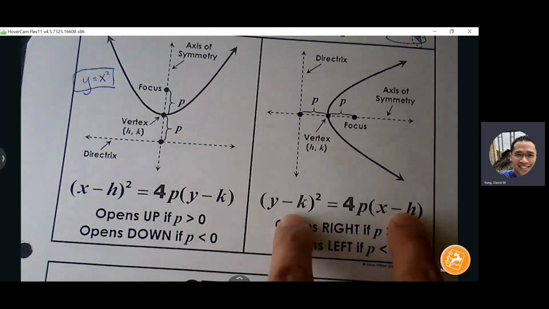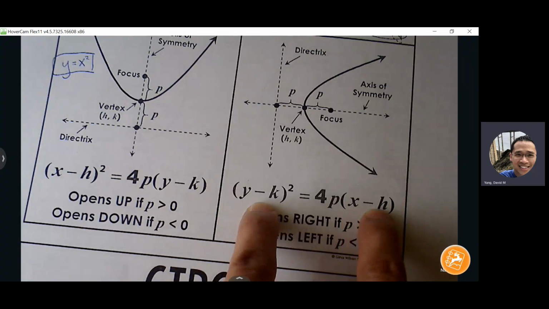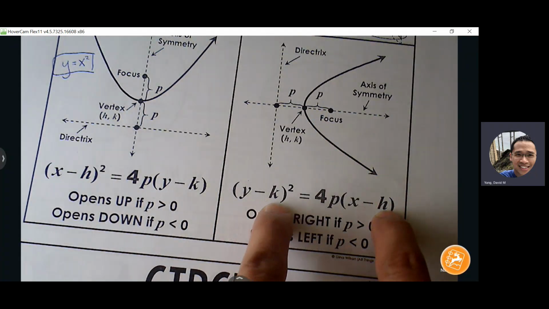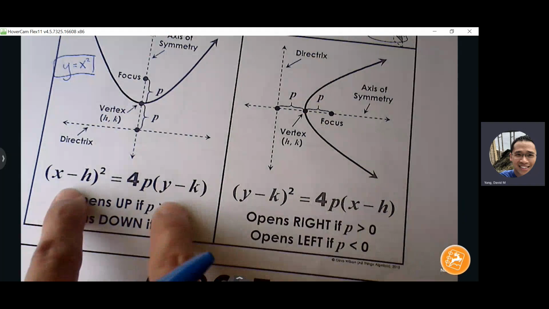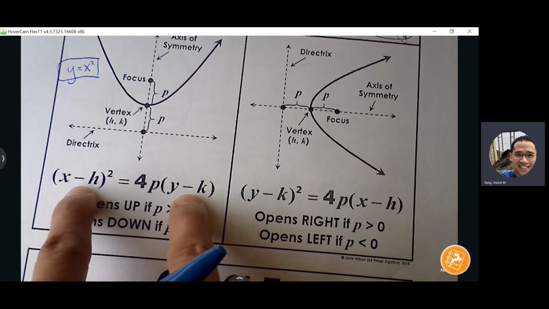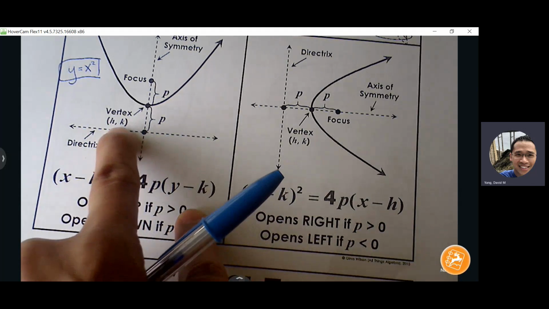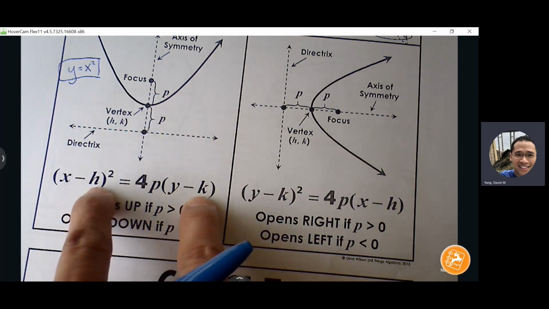Sometimes things are flipped around here. So just know that whatever your ordered pair is, make sure your X value goes with your X and your Y value goes with your Y. And this minus sign doesn't mean that your equation is always going to be negative. It just means that it'll always be the opposite of the ordered pair that you see here. So whatever the ordered pair is for the vertex, it's always going to be the opposite sign once you put it into the parentheses.